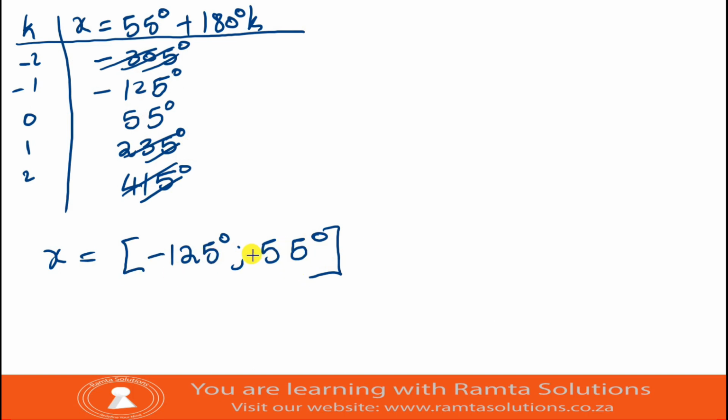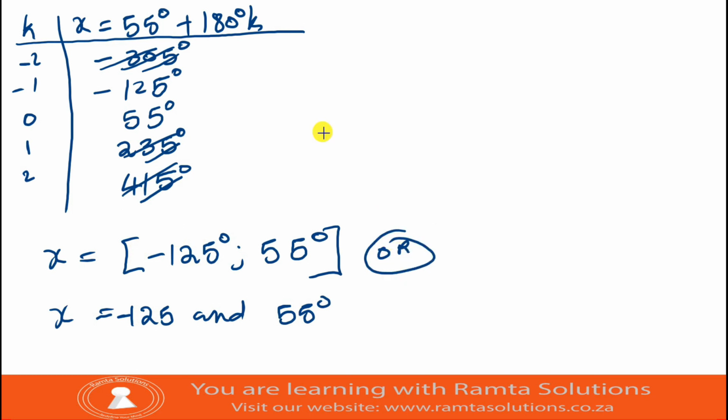Even if you don't write them like this, it is still okay. You can say x equals negative 125 and 55 degrees. It's still okay, whichever you prefer. So this is how you find your values of x. Okay, guys, this was a 7 marks question, and this is how you do it.